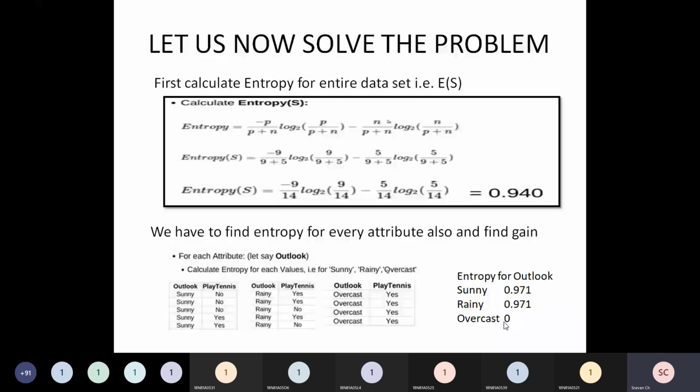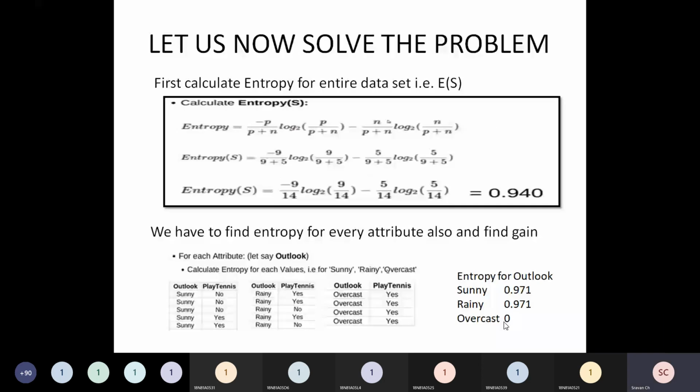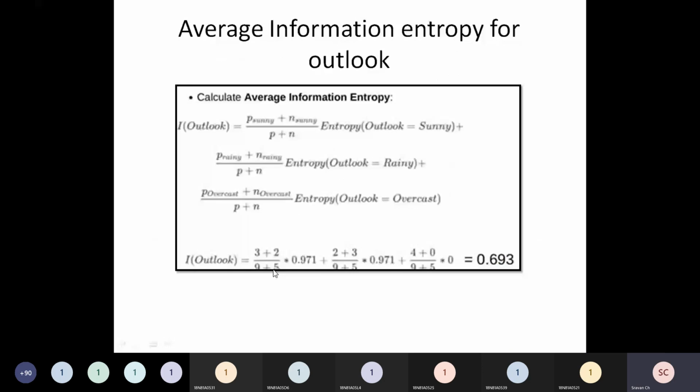See here, this formula I will apply, gain of S comma A. Here we have sigma, right? Sigma means summation. So please observe entropy of S. What is the entropy of the overall data set? 0.940. See here what I am doing. First I will calculate this sigma part. How many different values did we have in Outlook? We have 3 different values: sunny, rainy, overcast. So under the sigma part, you will get 3 terms: sunny, rainy, overcast.